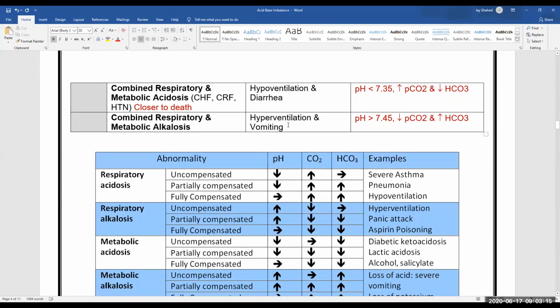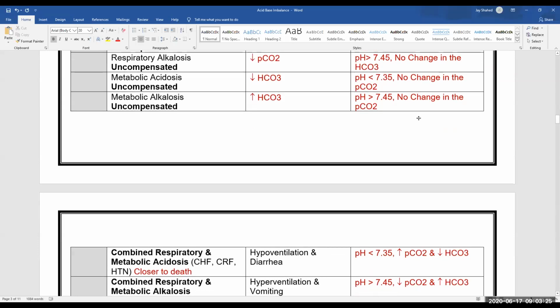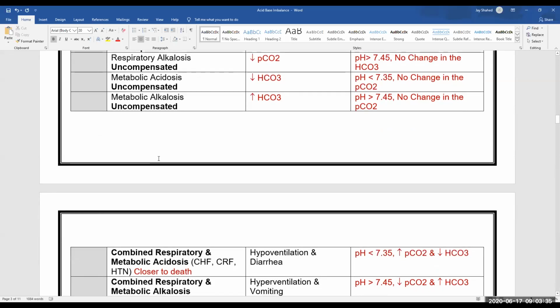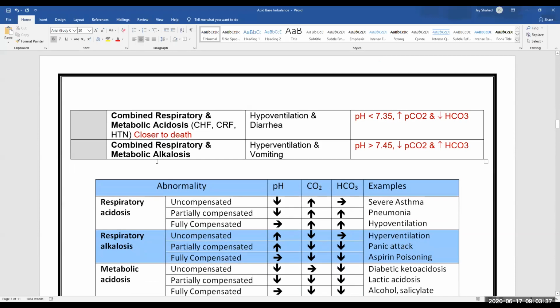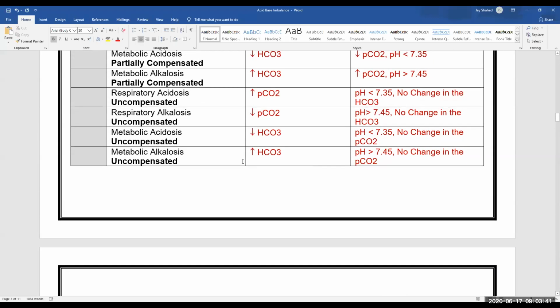So here's again, uncompensated: you have no change in the pH, no change in the PCO2. So this is straightforward, easy to know if it's acidosis or alkalosis. What would that be, looking at what? The pH. Yeah, so look at the pH, up or down.